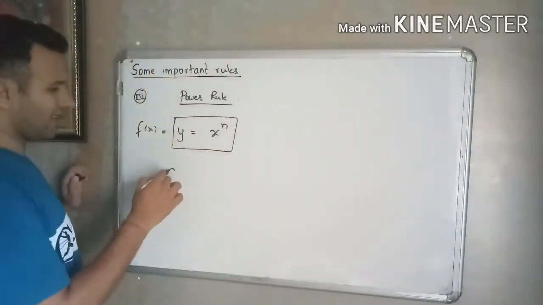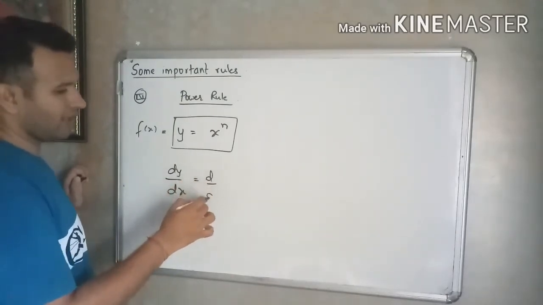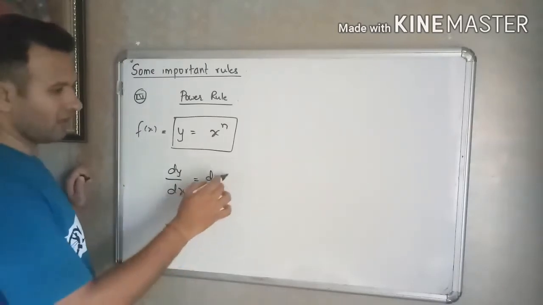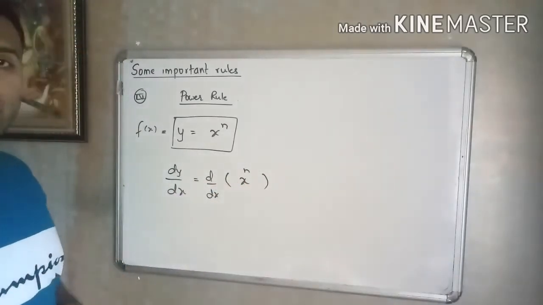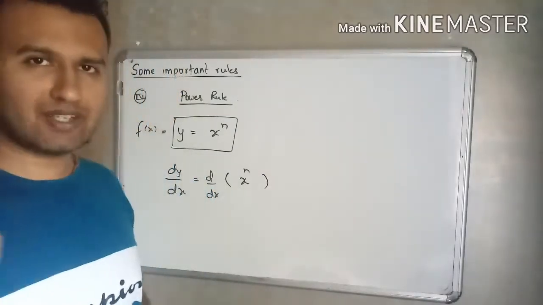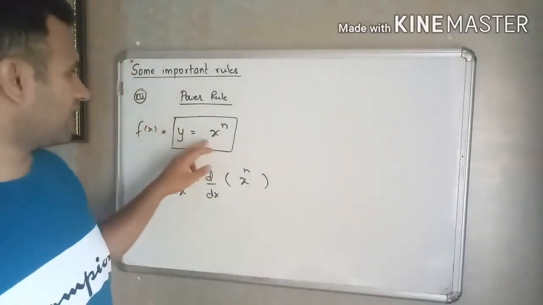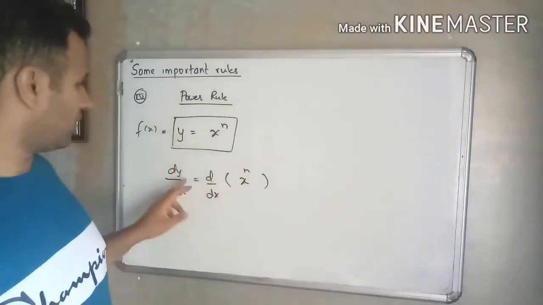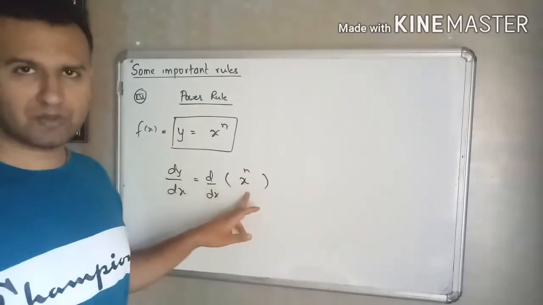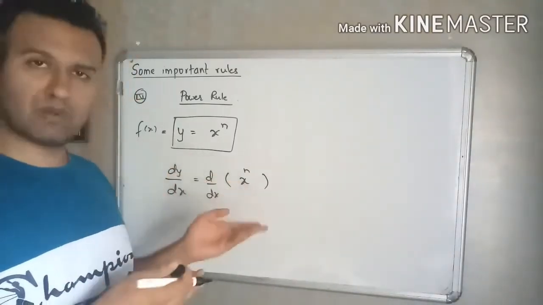So in this case, the derivative is dy by dx. Again, d by dx is the operator, y is the function. So we will write x raised to n. Y की जगह पे हम क्या लिखेंगे? X raised to n, right? dy by dx. We want to find out the derivative of this function, dy by dx. But y is equal to x raised to n. So in place of y, we are putting x raised to n, right? That's very simple.